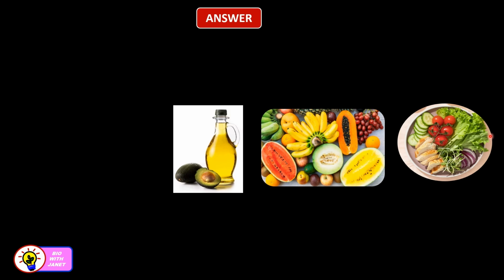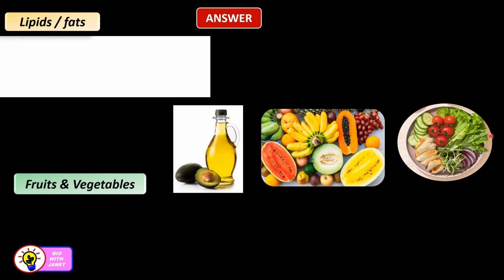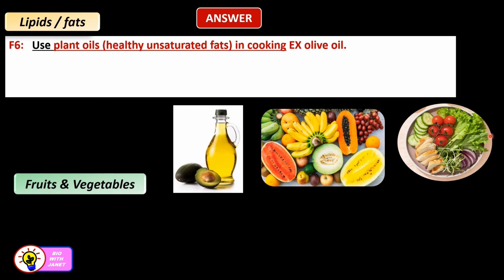Next are the lipids or fats. So do obese people need to eat lipids or fats? Now, for obese people, they need to use the plant oils, which are the unsaturated oils, right? Or unsaturated fats, and they are healthy fats. Use them in cooking to replace any animal fats or butter that's used in cooking, right? Cannot cook using butter anymore.